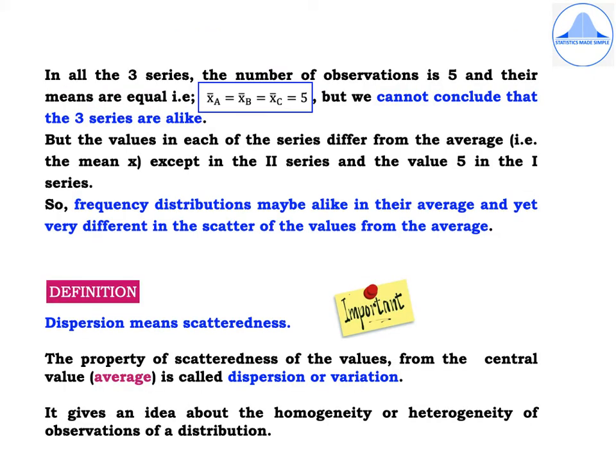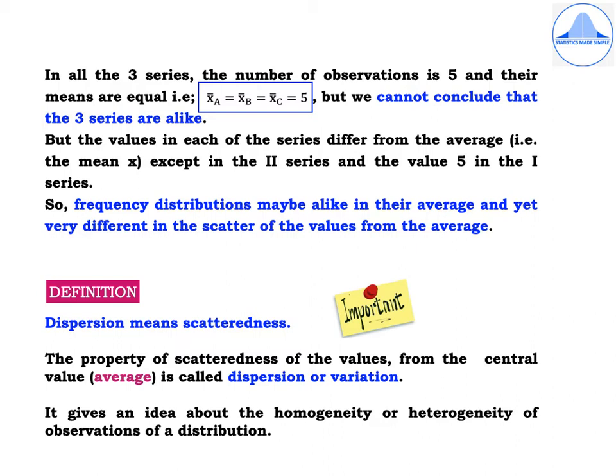In the three series, the number of observations is 5 and their means are equal, that is x bar A, x bar B, and x bar C are all equal to 5. But we cannot conclude that the three series are alike. The values in each of the series differ from the average, that is the mean, except in the second series and the value 5 in the first series.